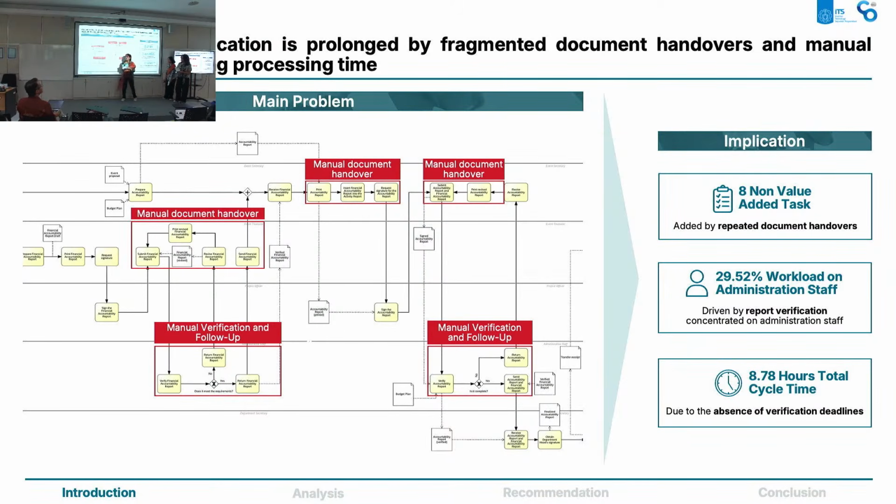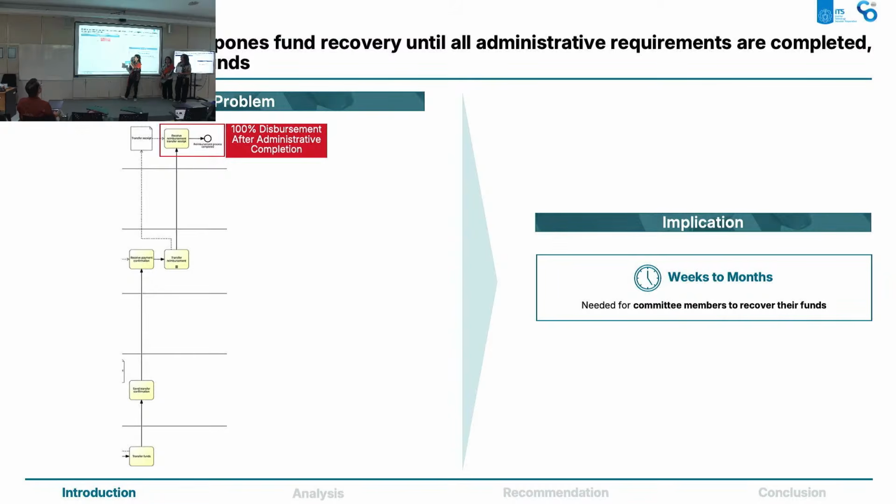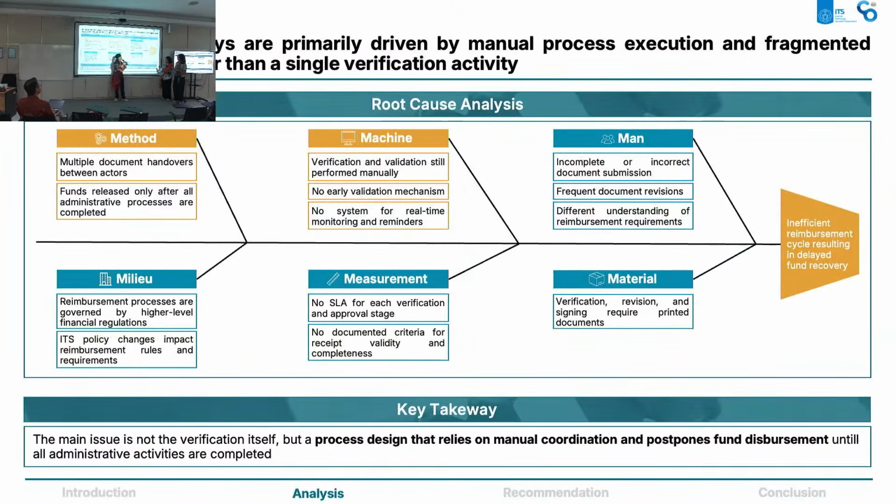Of course, it also contributed, where the verification activity itself can make the total cycle time up to 8.78 hours. And then we have the last stage, where the reimbursement process can only happen after all verification and documentation stages are complete, and 100% disbursement after administration's completion. It makes the committee members need to wait weeks or even months to get their funds back. To analyze what's going on with the problem, we have a root cause analysis.